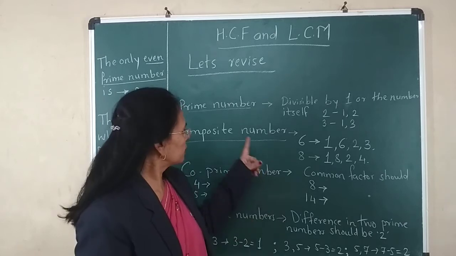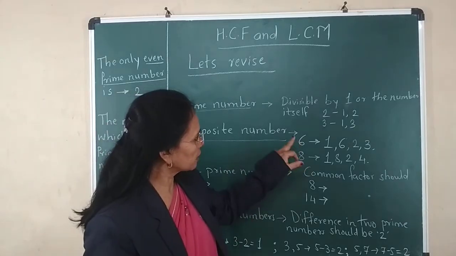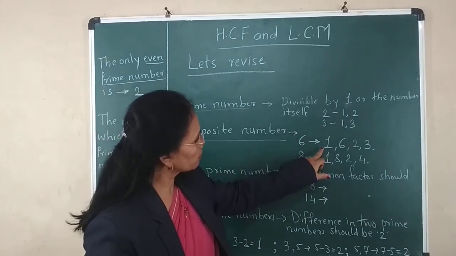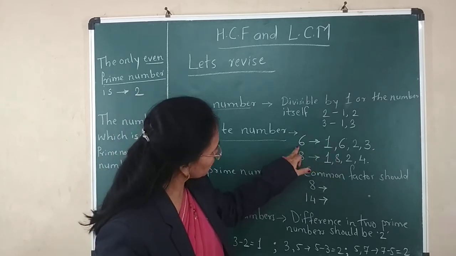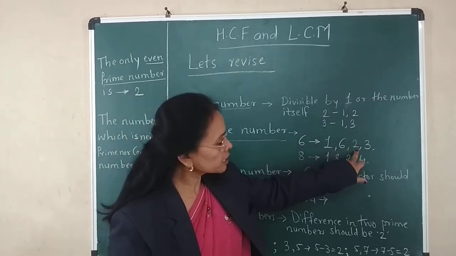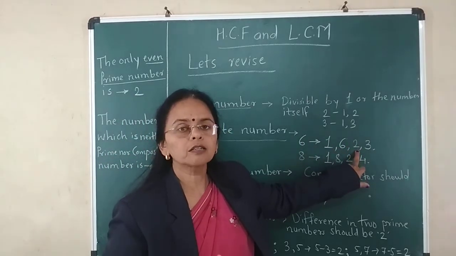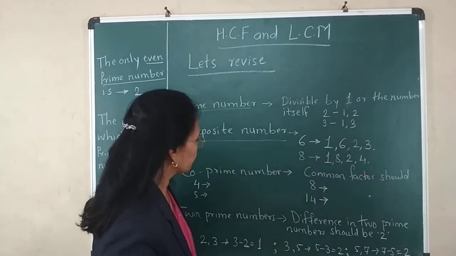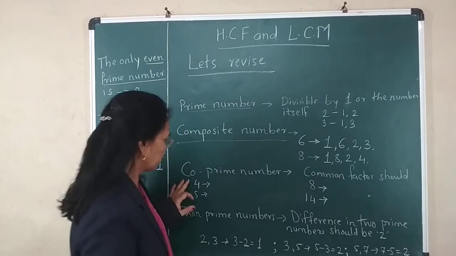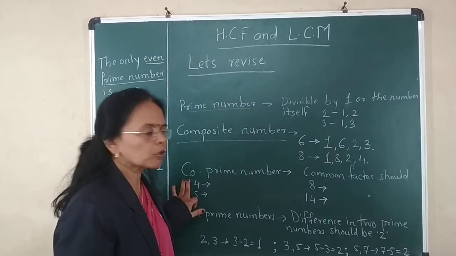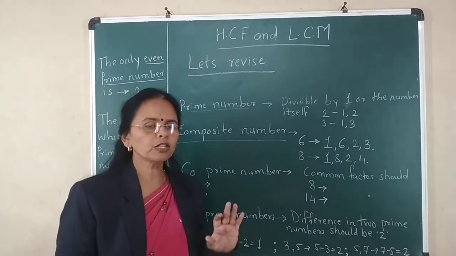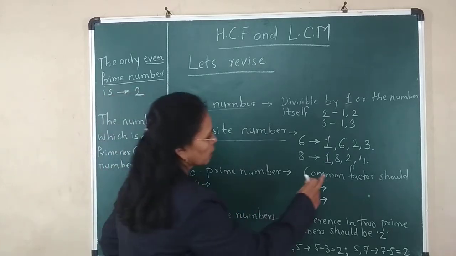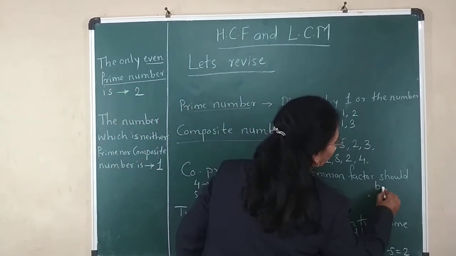The number which comes in the tables of 1, the number itself, plus it comes in the tables of other numbers also, that is called a composite number. Now, we'll go to the co-prime numbers. What are co-prime numbers? The common factor should be 1.